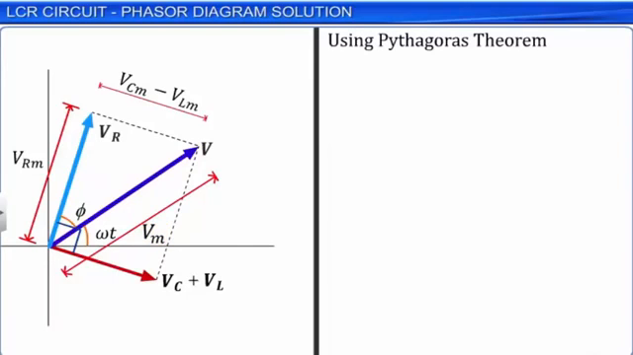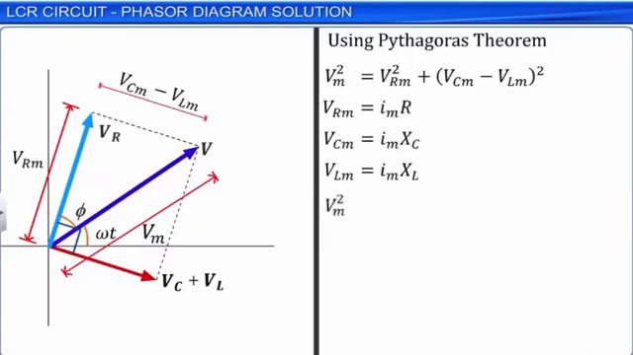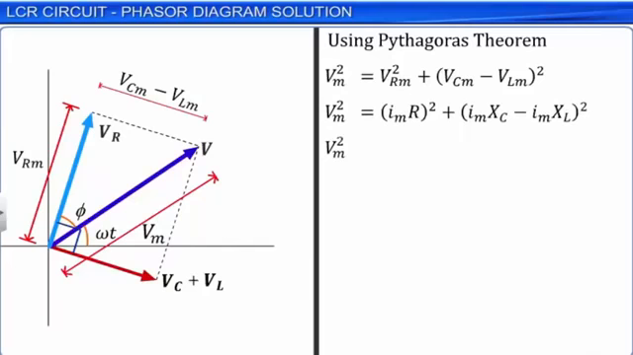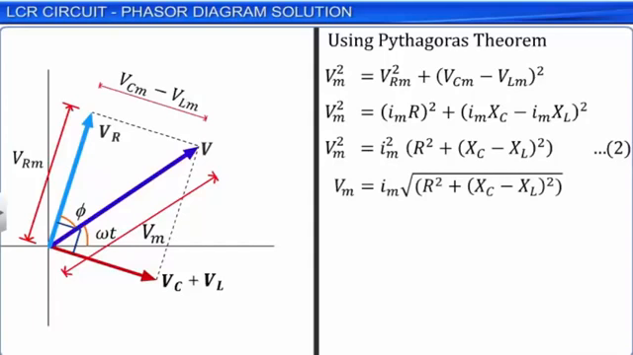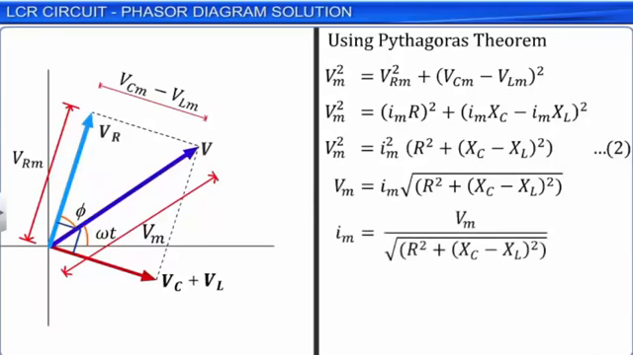Substituting the values, we see that Vm square is equal to VRM square plus (VCM minus VLM) square. Using the values of VRM, VCM, and VLM, we get Vm square is equal to (Im R) square plus (Im XC minus Im XL) square. Vm square is equal to Im square into R square plus (XC minus XL) square. Let this be equation 2. Or we have Vm equal to Im into under root R square plus (XC minus XL) square. Now, we have Im equal to Vm by under root R square plus (XC minus XL) square, which is equal to Vm by Z. Let this be equation 3.